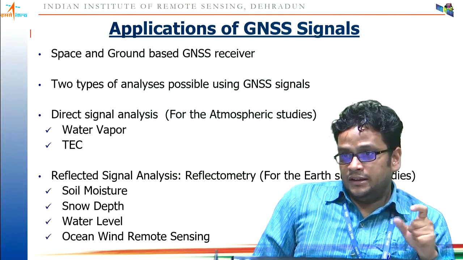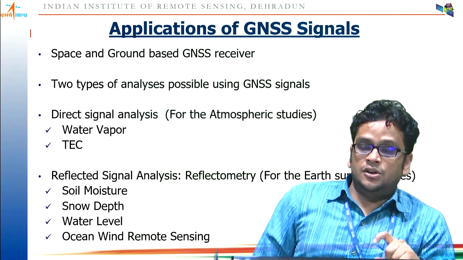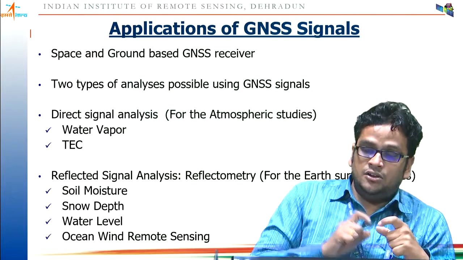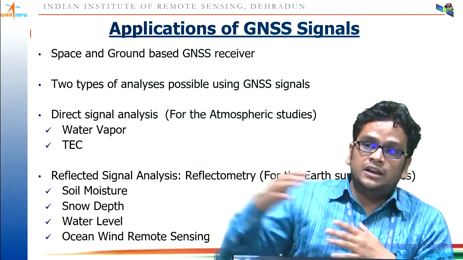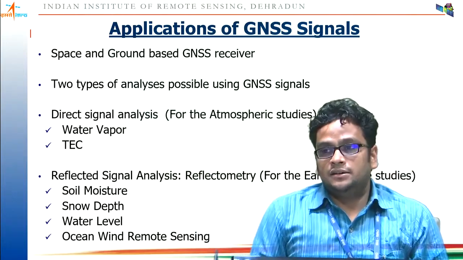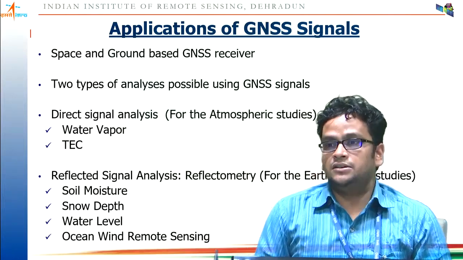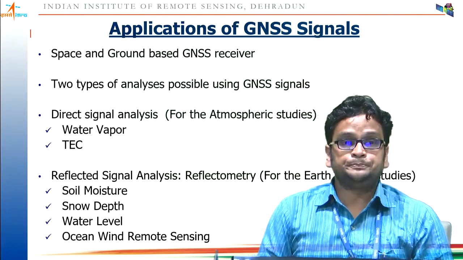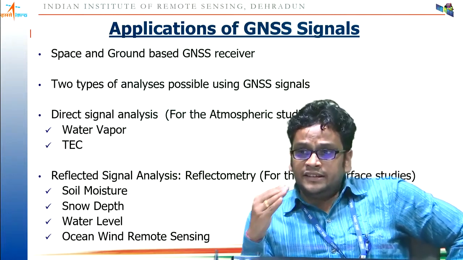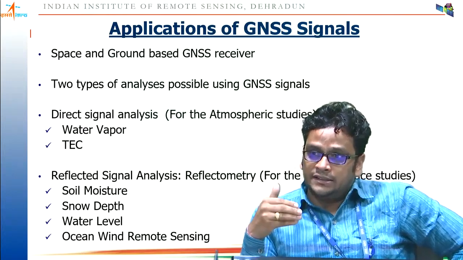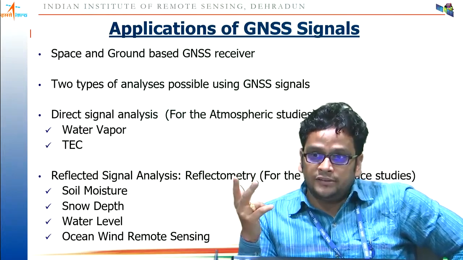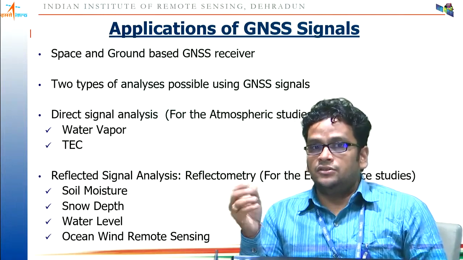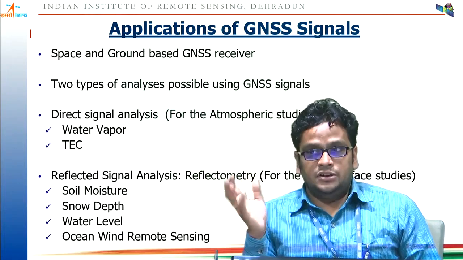So if we are able to estimate these delays, if we are able to know the hydrostatic delay or the wet delay, from the wet delay we can derive how much water vapor content is present in the atmosphere. Okay, so this is the analysis using the direct signals. Direct signals can give two things: one is the water vapor content, and another one is the total electron content.